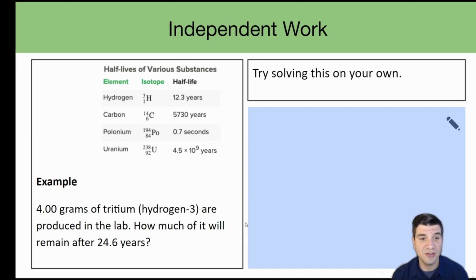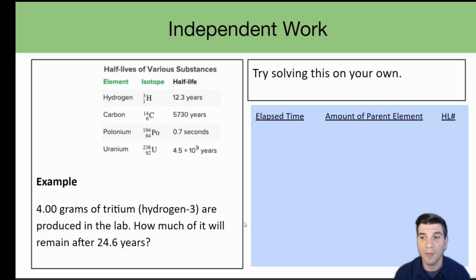So try solving this on your own. I'll go step by step with you, you'll see at the end. It says here half-life of various substances. You've got hydrogen, carbon, polonium, uranium. You have their atomic symbols and some information about them. And you also have their half-lives. Example: 4.00 grams of tritium, which is also known as hydrogen-3, are produced in the lab. How much of it will remain after 24.6 years?